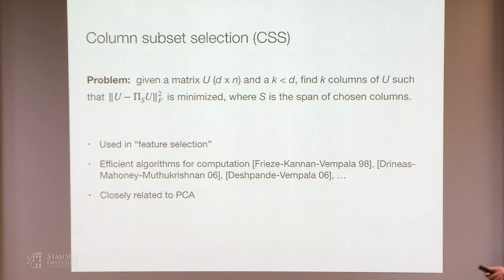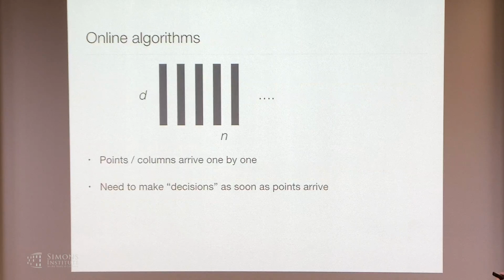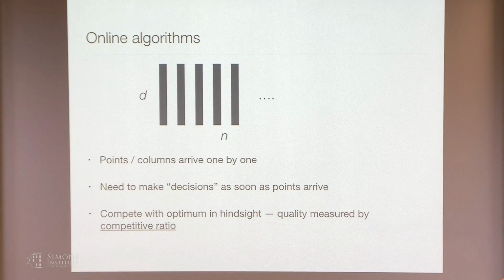For both of these problems, we'll be interested in online algorithms. And what do we mean by this? We just mean that the points of these columns show up one by one, and we need to make decisions as soon as these points arrive. We'll see what decision means in a little bit. And of course, as is the case in online algorithms, you always want to compete with the optimum in hindsight, and the ratio of the two measures is called the competitive ratio.